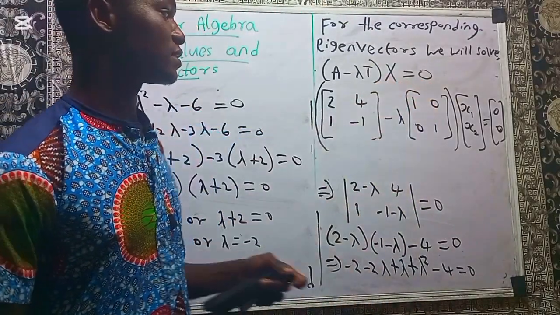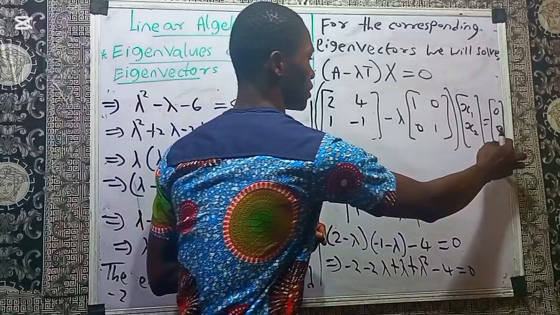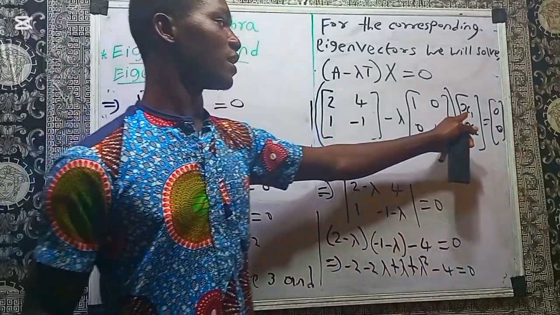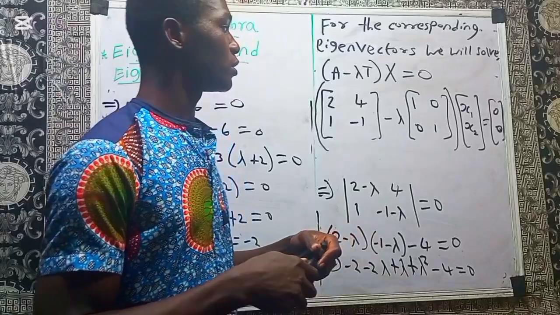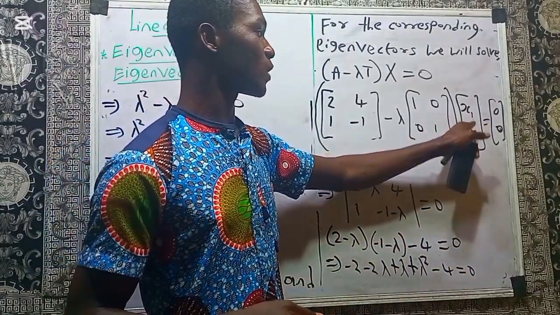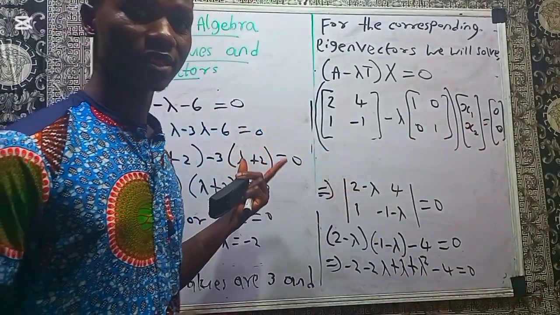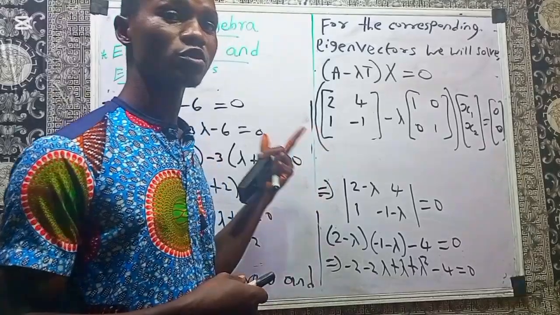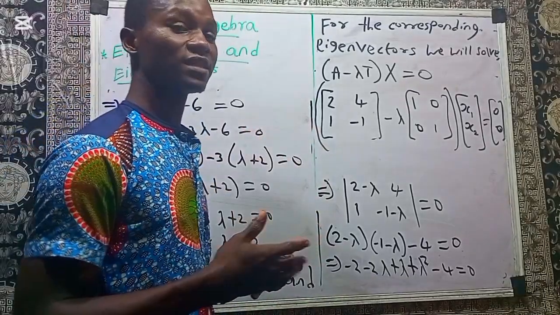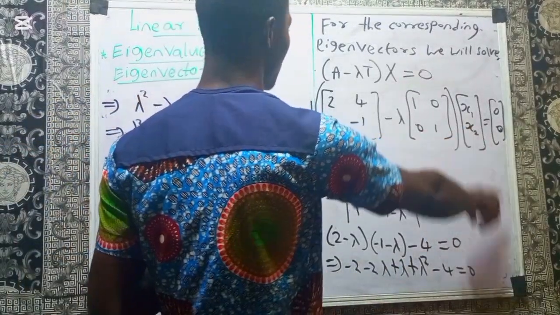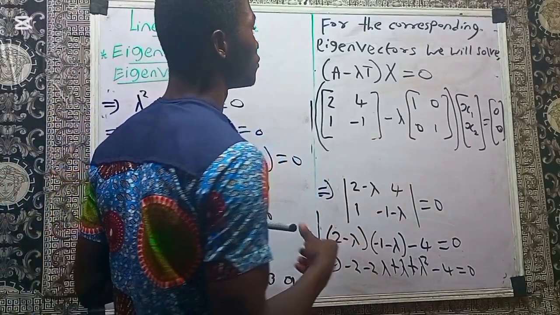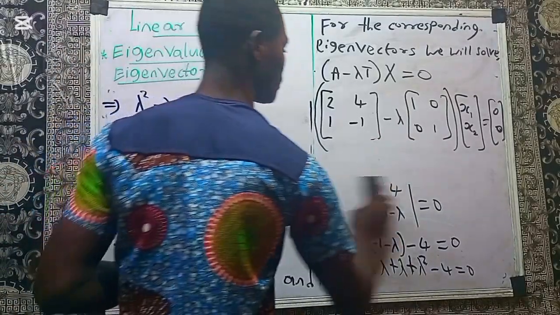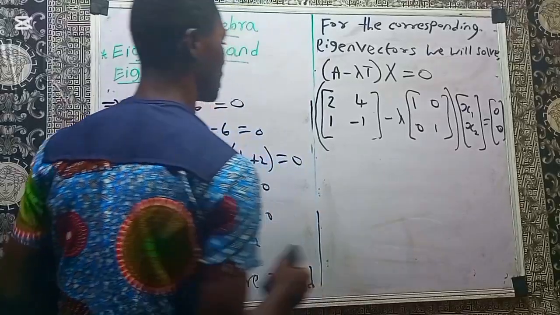This capital X is the eigenvector you are looking for. It will have entries x1 and x2. It will be a column vector, and it will have entries x1 and x2 because your matrix A is what? 2 by 2. If your matrix A is 3 by 3, it will have entries x1, x2, x3. This is what we have, but we are going to solve for the first lambda.